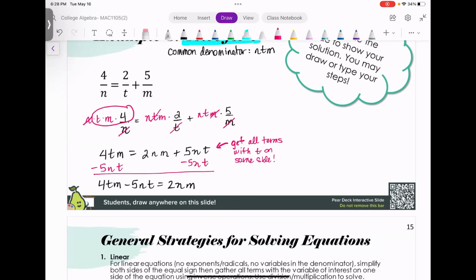Now I want to pull out my t. We do that by factoring. I do this because I want to divide away everything that's not t, but right now it's a little complicated. I want you to take a look at that step. What I did was pull my factor of t out. And when I divided it away, I was left with 4m minus 5n.